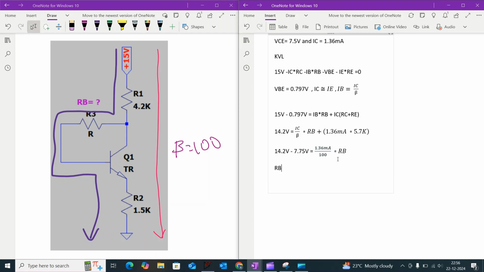So the resistor RB is equal to 6.45 volt into 100 divided by 1.36 milliamps, which is equal to 474.26 kilo ohm. That means whenever the value of the base resistor is 474.26 kilo ohm, the operating point of the transistor will be at the center of the load line. Let us verify this in the circuit.